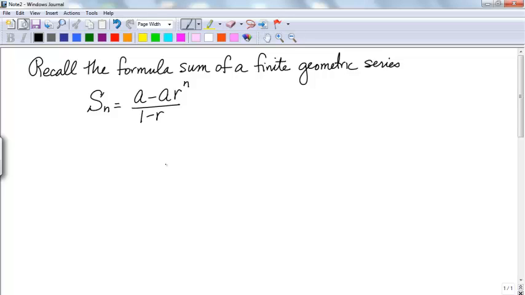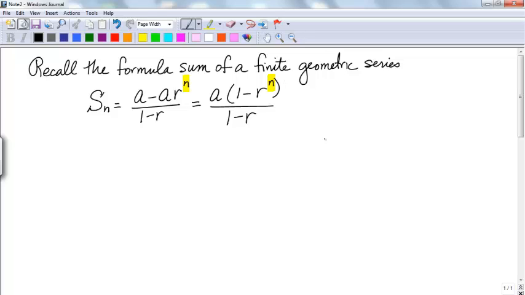And r can't be 1 because you'd have division by 0. Okay, and we said you could factor out an a. Some authors do that, and you'd still have 1 minus r to the n power over 1 minus r. Okay. Notice in this formula, this is just n, not n minus 1. That's a common error. Okay, that is for the sum of a finite geometric series.